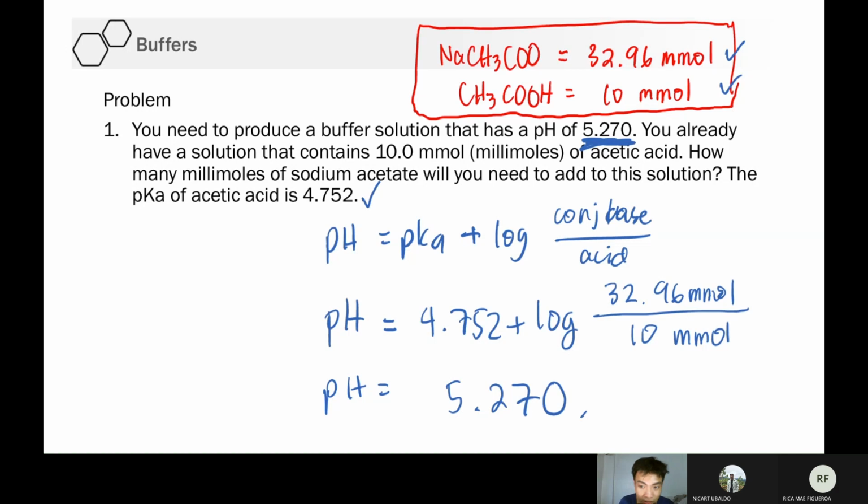Pero kapag again, concentration yung hinahanap, magmamanipulate ka pa. Gagamit ka pa ng anti-logarithm. Okay.